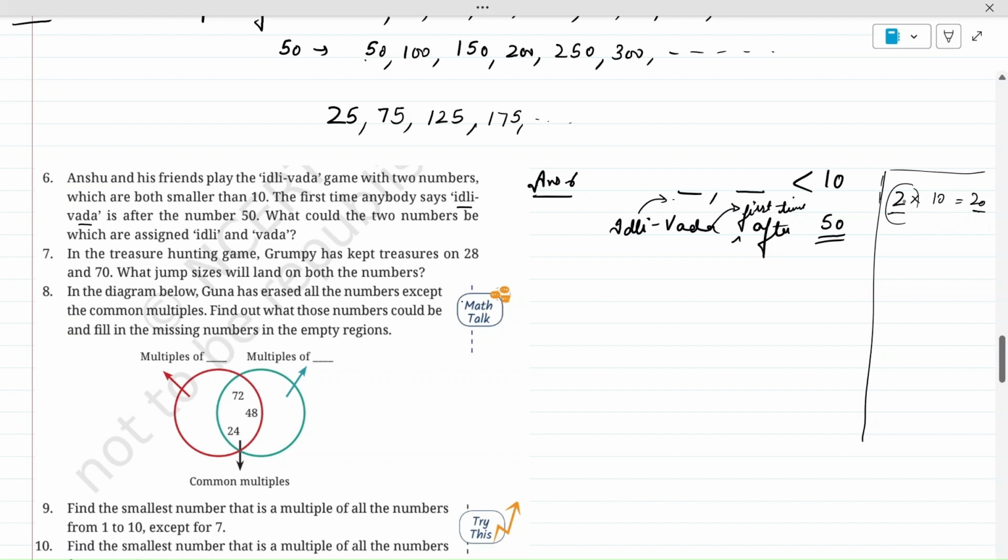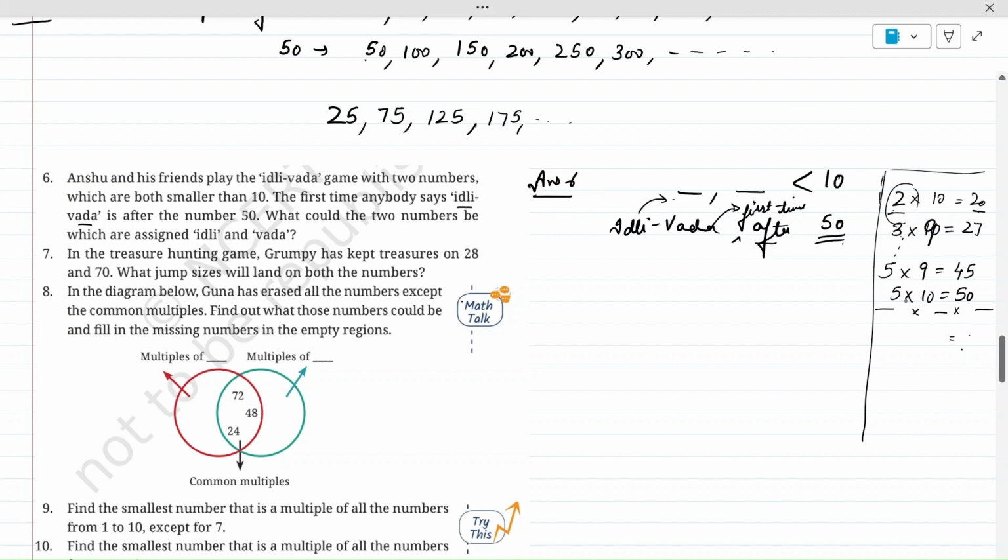Okay, similarly if I take 3 here and I take 3 multiplied by 10, or let's say I take 3 multiplied by 9 here, then it will give me 27. 3 multiplied by 10 will give me 30. Again, it is very less. So in the same way I can go till 5. 5 multiplied by 9 will give me 45, and 5 multiplied by 10 will give me 50. So that means till 5 we cannot take any numbers. Why? Because here first time when it is said, it is after 50. Okay, so the product which we should get here should be greater than 50 kids.